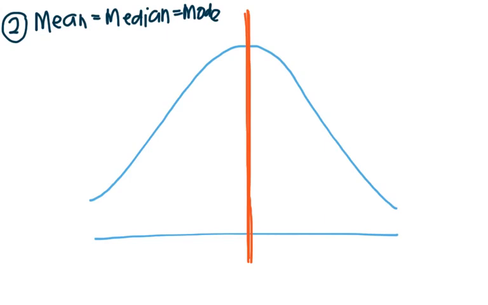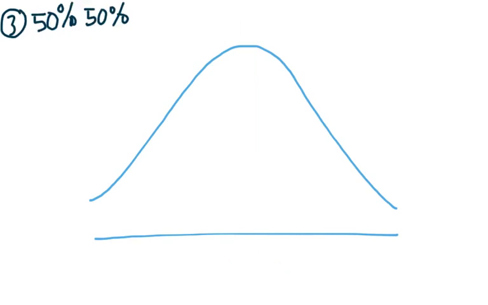Meaning that whenever you have the normal distribution, the value in the middle here is going to be the value of the mean, and also the median and also the mode. Alright, so let us move on to the third property.